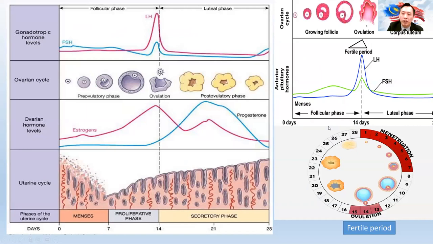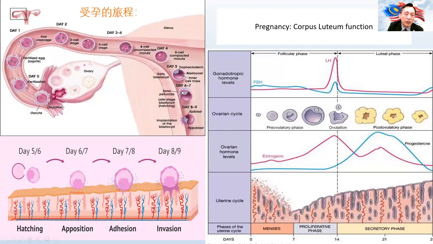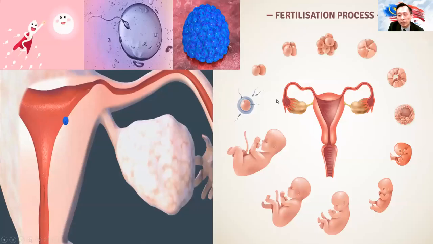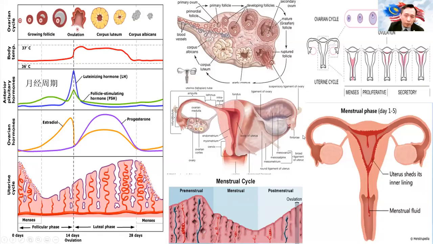If fertilized in the fallopian tube, it takes about 5 days to reach the uterus. If the fertilized egg gets stuck in the fallopian tube, we call it an ectopic pregnancy. It takes about 7 days for implantation to occur. Counting from the first day of the period, the average pregnancy is about 40 weeks. If you count from ovulation, the average pregnancy is 38 weeks. If pregnancy doesn't occur, the lining of the endometrium will shed, bleeding starts, and the next menstrual cycle begins.